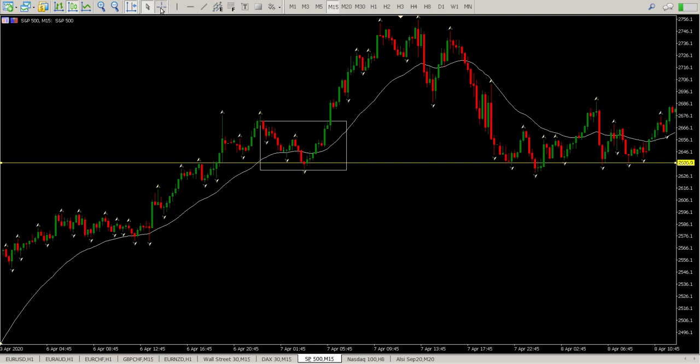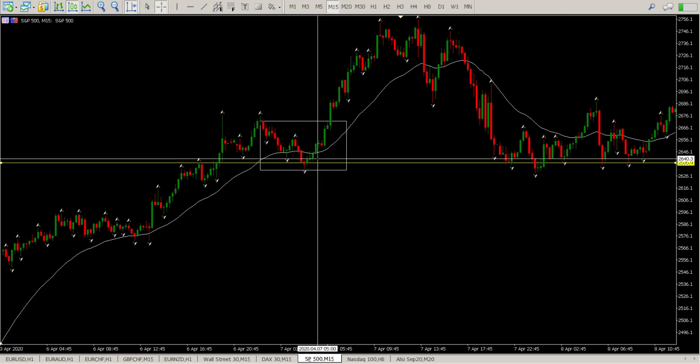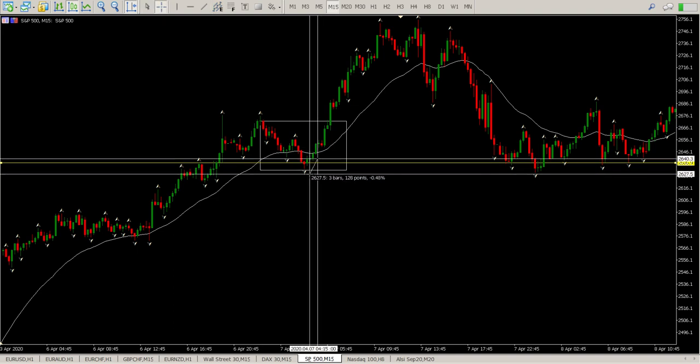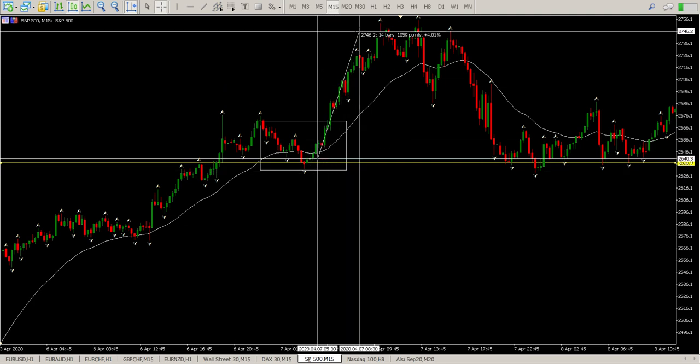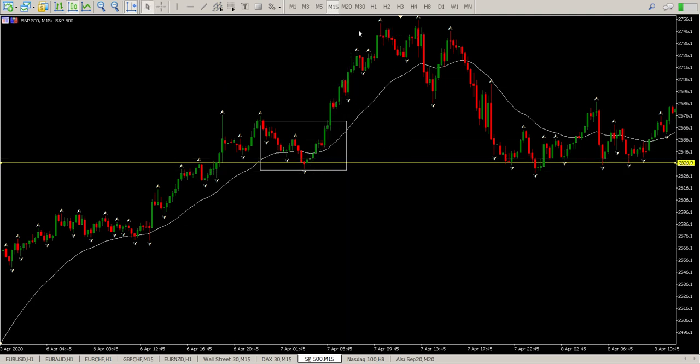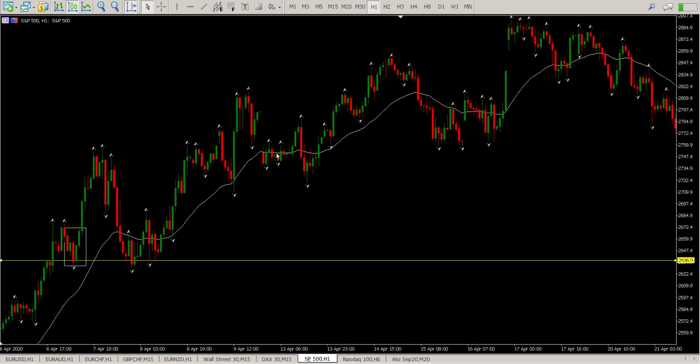Okay, your risk to reward here is pretty much a break up there, a stop below. It's 128 points for 1,000 points. Okay, so that's almost a 9-to-1 trade there. Okay, we just come back to the hour.